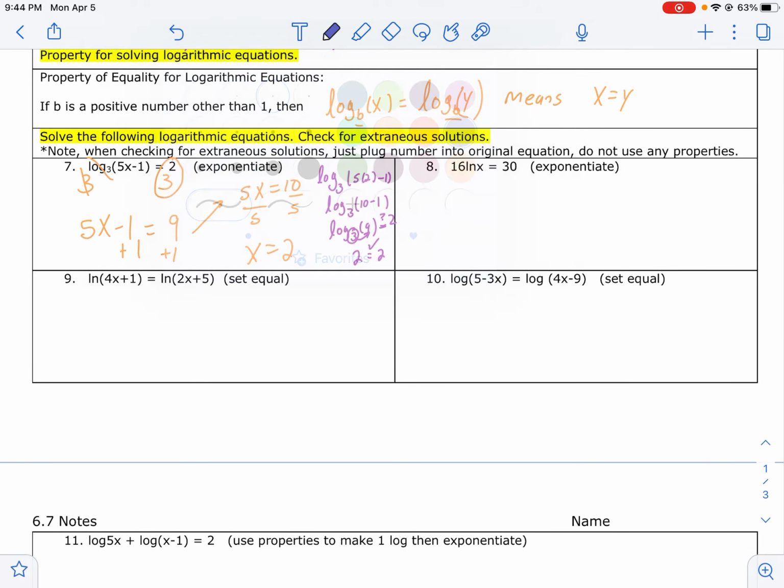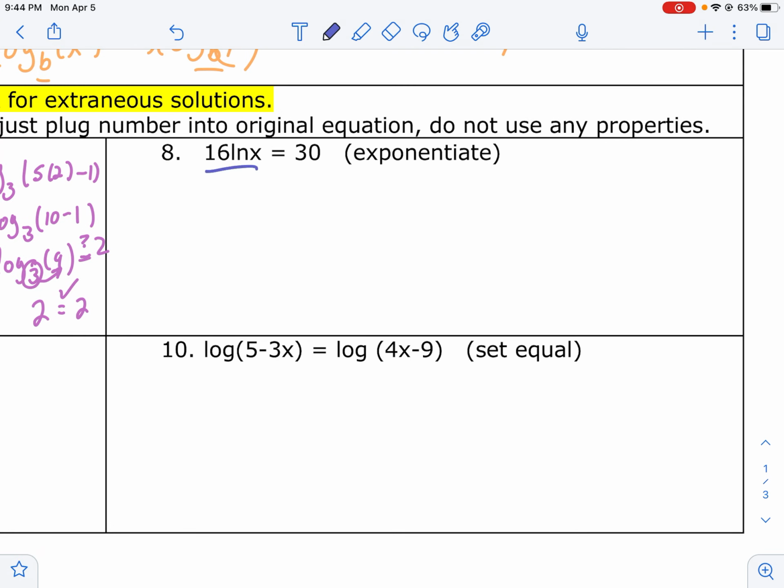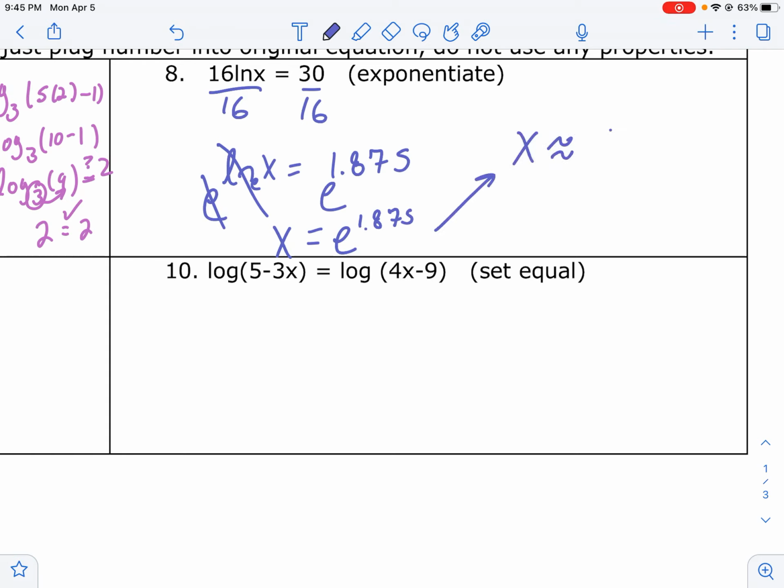Okay, let's exponentiate again for this second question, right? But our first step, we have to isolate the log. So we're going to divide by 16 on both sides. That gives us the natural log of x is equal to 1.875. Now we're going to exponentiate. The base on the natural log is e, so we exponentiate with e on both sides. E and the natural log cancel to give us x is equal to e to the 1.875. If you plug that into your calculator, that would give you approximately 6.521.